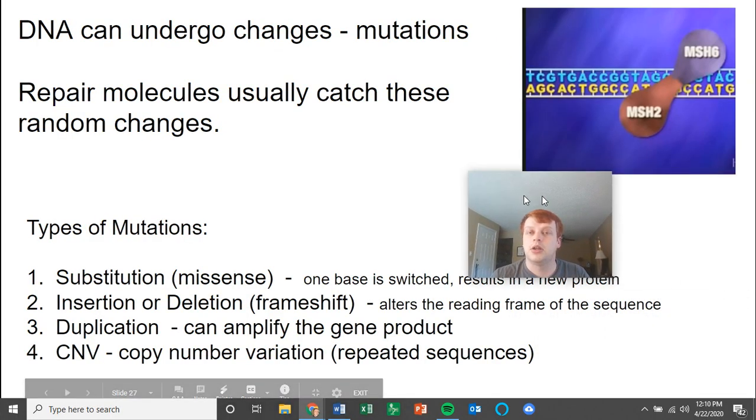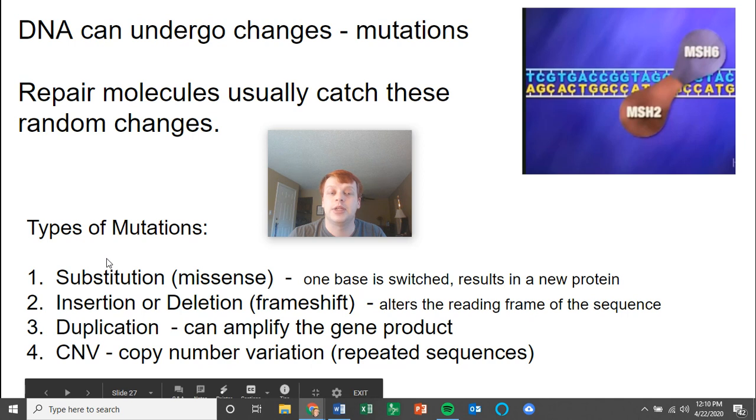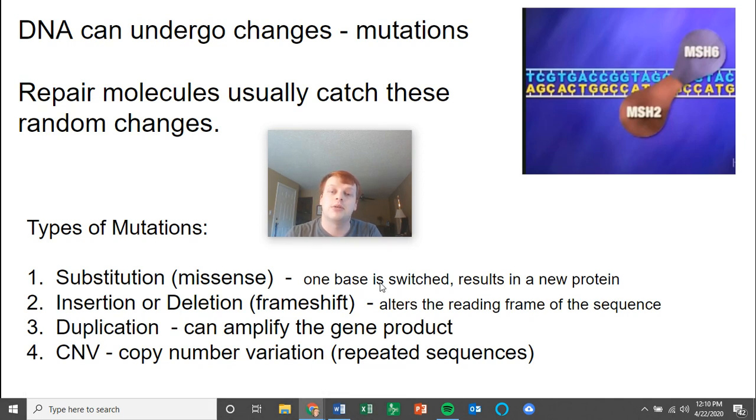The last thing you need to know is that sometimes this process doesn't work the way it's supposed to. So DNA can undergo changes called mutations. And usually we have different repair molecules in our body that can catch those changes and correct them before replication is completed. Sometimes they don't catch them. So when that doesn't happen, we have 4 major types of mutations. The first is called a substitution or a missense. That's when we switch one base or letter, and it creates a new protein as a result.